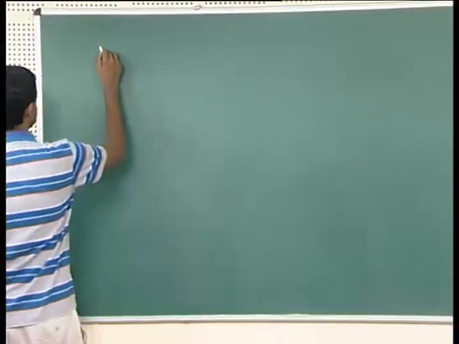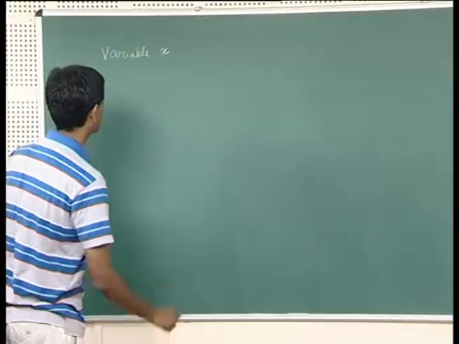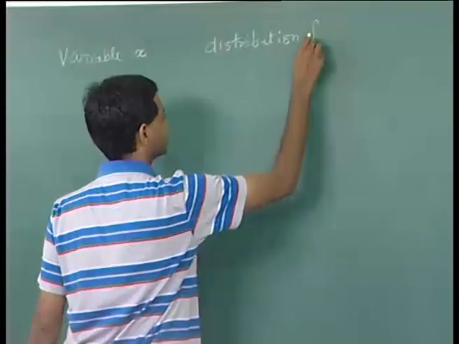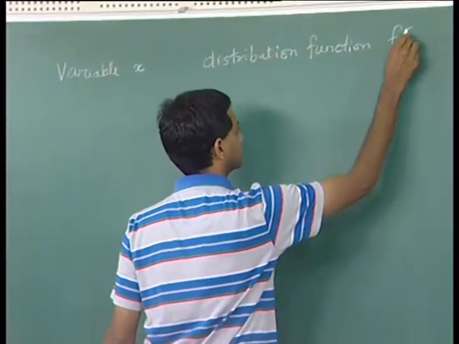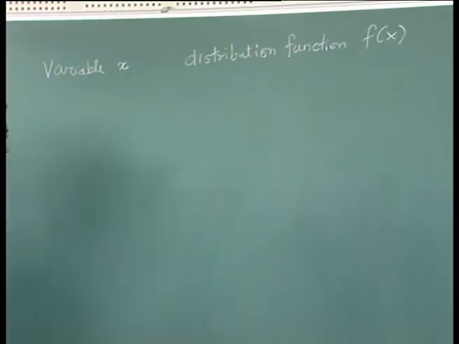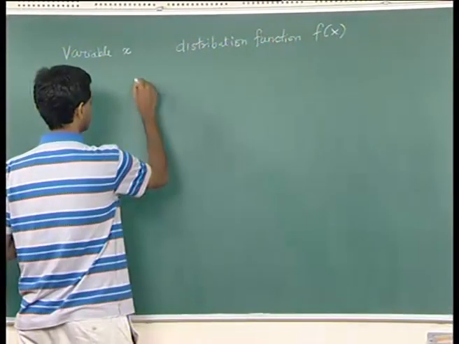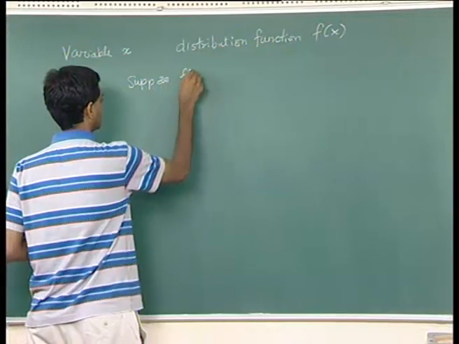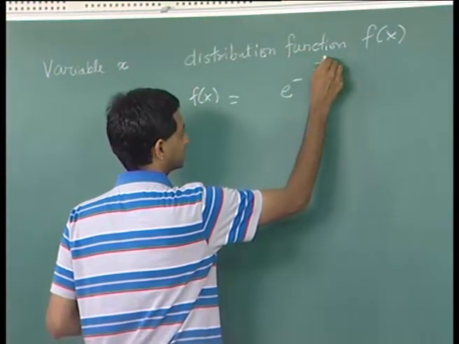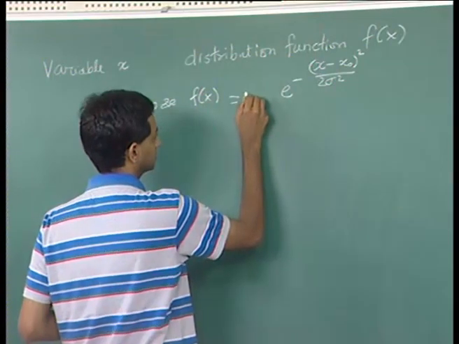So, suppose you have a variable x, and let us say this variable has a distribution function f of x. If the distribution function of this variable is f of x, then you know that this f of x will be a function. For example, suppose f of x is equal to e to the minus (x minus x0) square by 2 sigma square, divided by sigma root 2 pi.